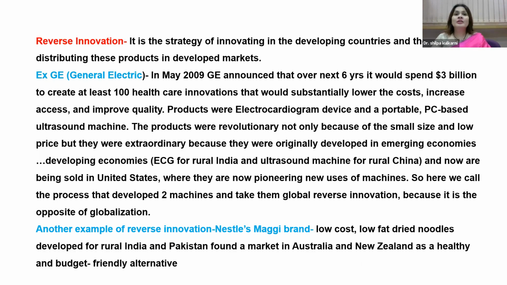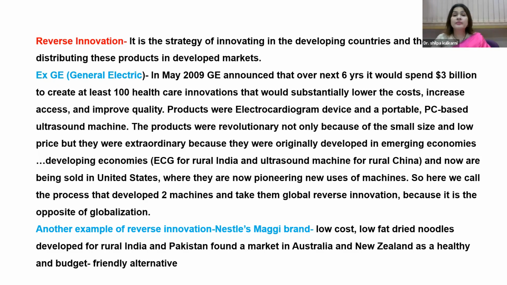We call the process of developing these machines in emerging economies and then taking them to the developed countries reverse innovation, because it is the opposite of globalization. Followed? Another example of reverse innovation: Nestle's Maggi brand.